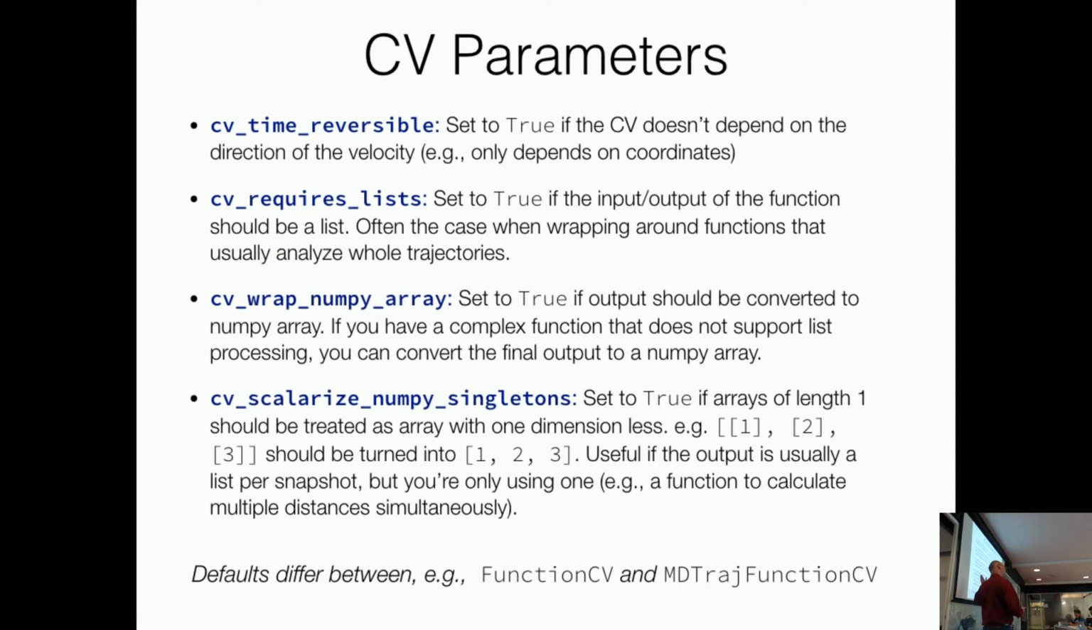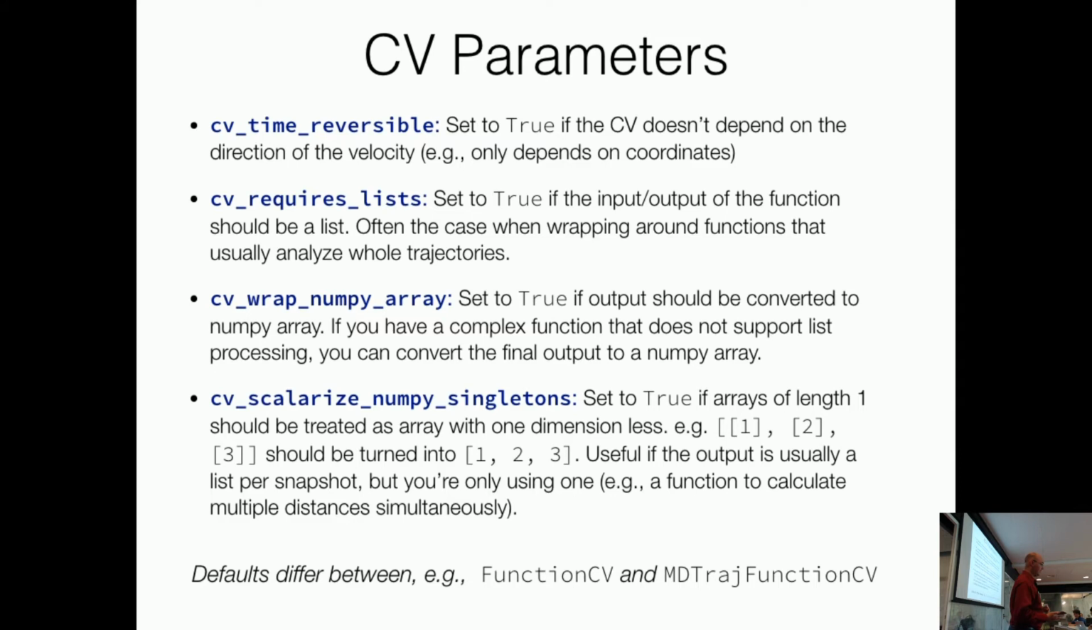So a bunch of these, by the way, came out of working with MDTraj. And CV requires lists is true if the input and output of the function is a list, as it is with MDTraj. By taking lists, MDTraj is able to do its analysis much more efficiently, much faster than it would if it did each frame individually. But what this means is that we have to take our snapshots, wrap them into a trajectory before sending it on to the CV, and then when we get something back from the CV, we have to unwrap it from being in a list, in a trajectory.